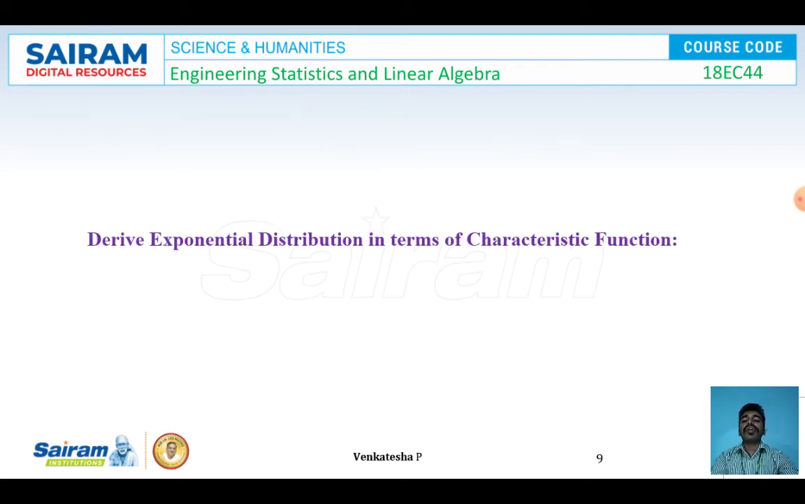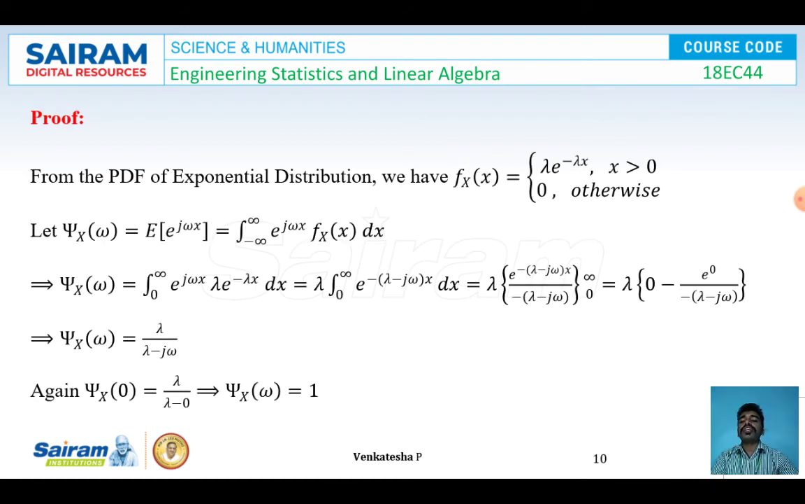So now I'm going to derive the exponential distribution in terms of the characteristic function. To derive this, first take the density function of an exponential distribution, that is fx of x is equal to lambda e power minus lambda x for x is greater than 0 and it is 0 otherwise.